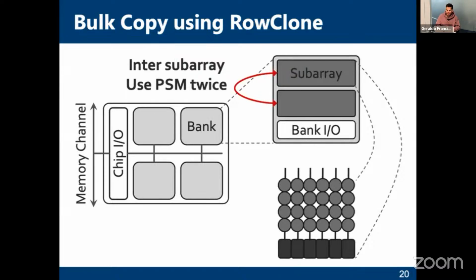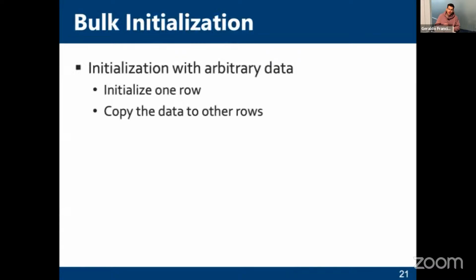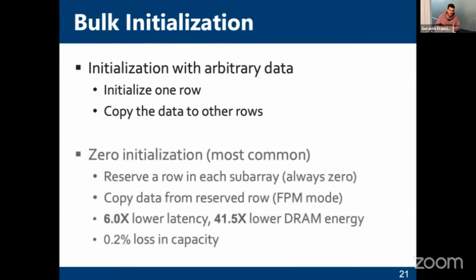Later on, we are going to see how we can improve this particular design. So we can use this in-DRAM row copy to do bulk initialization of arbitrary data. You just initialize one row with the data that you want, then we can copy that data from this row to many other rows as needed. You can also do zero initialization, which is quite a common operation in many kernels.